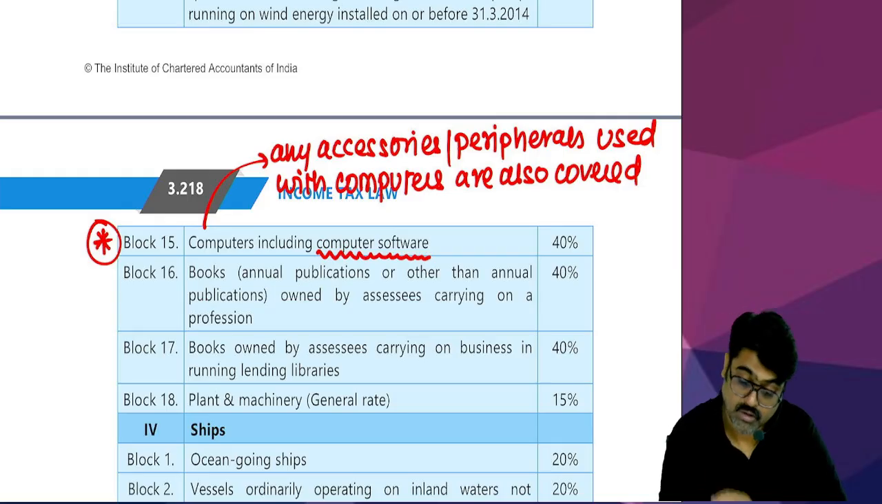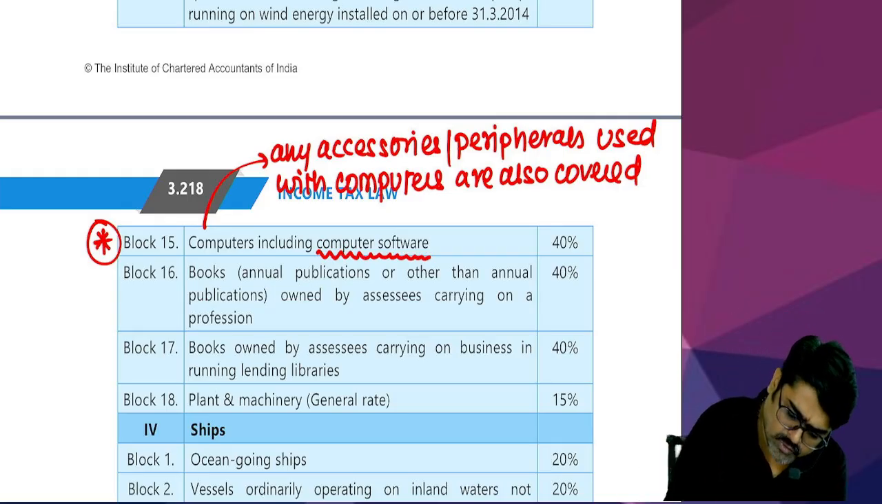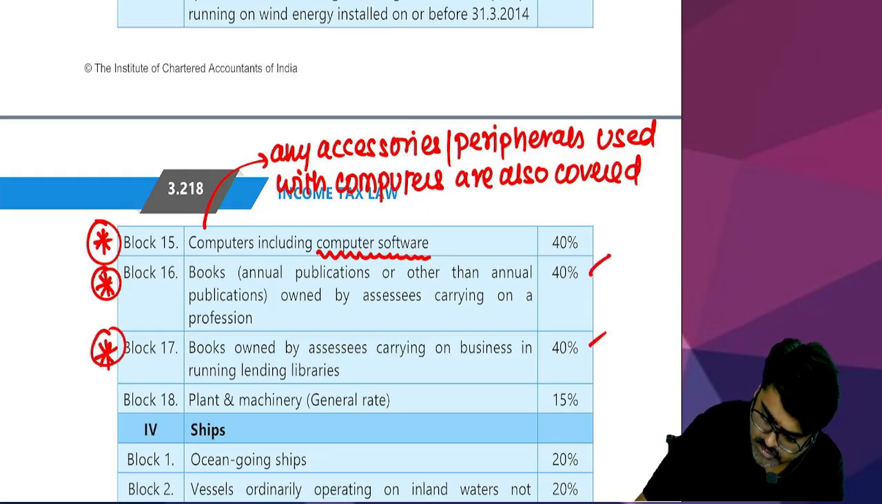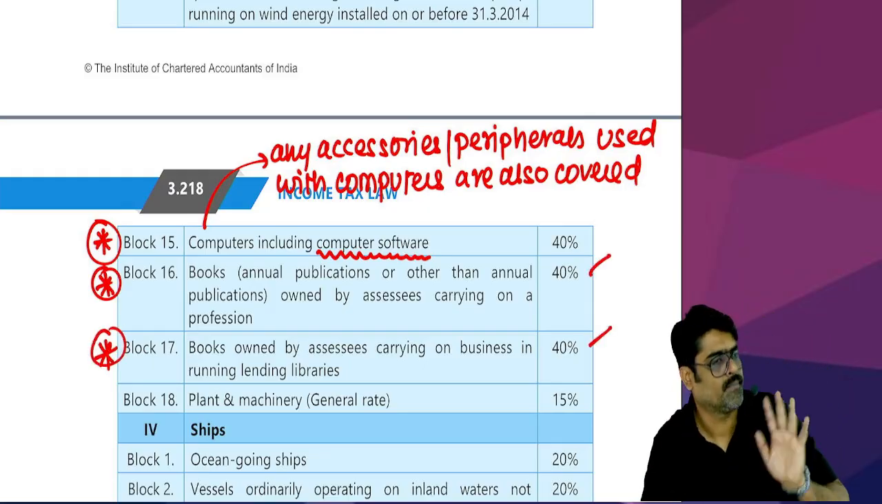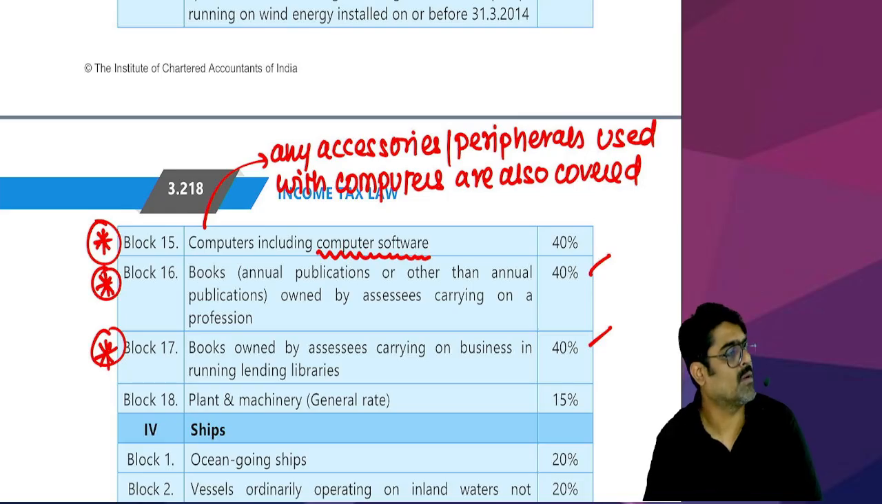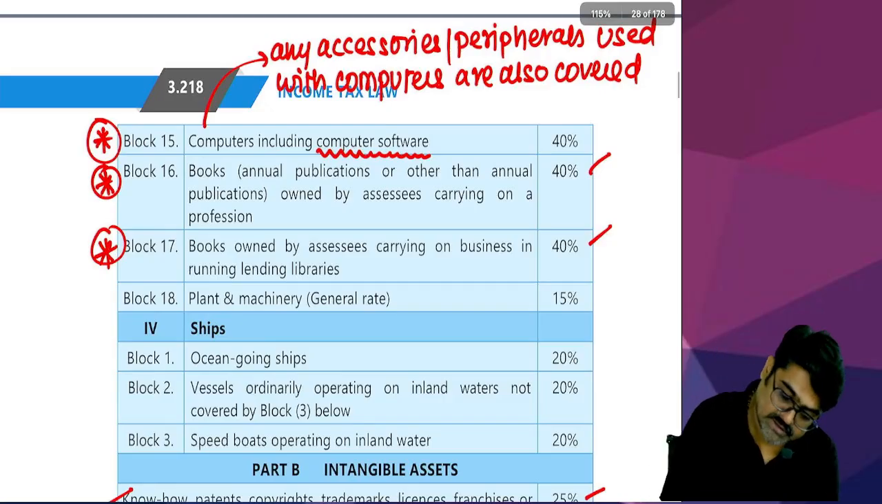Okay. Books, important. Any type of books. Now there is no need to classify any types of book. Rate is 40%. All the books. Now can you use the books in your business or profession? All the books will be classified under one block. 40%. Okay.